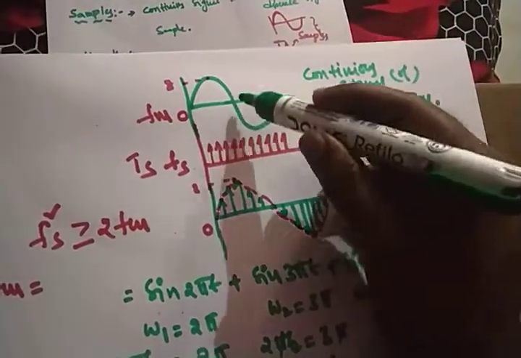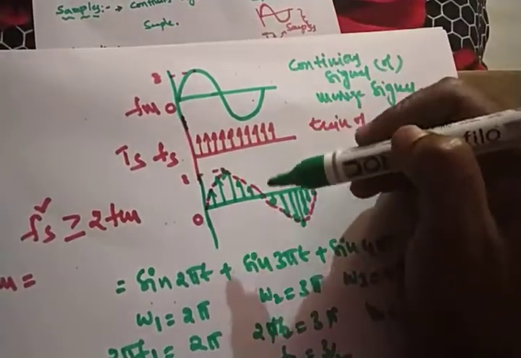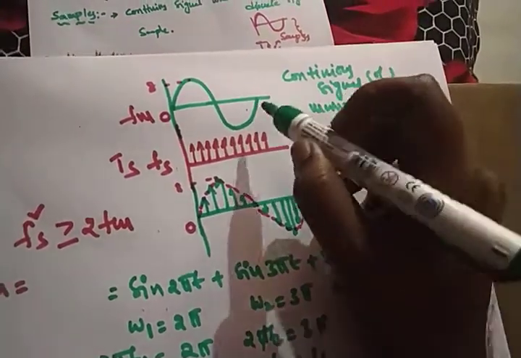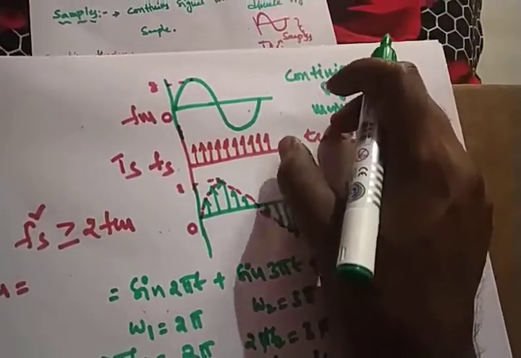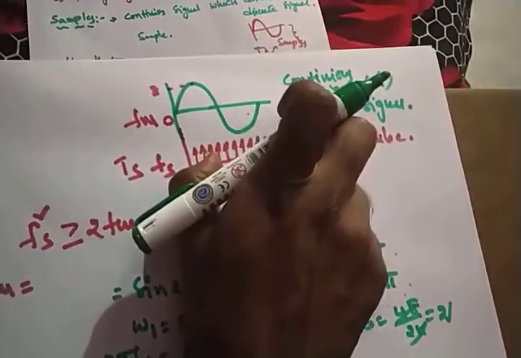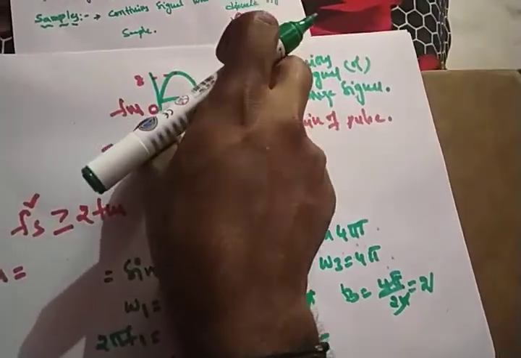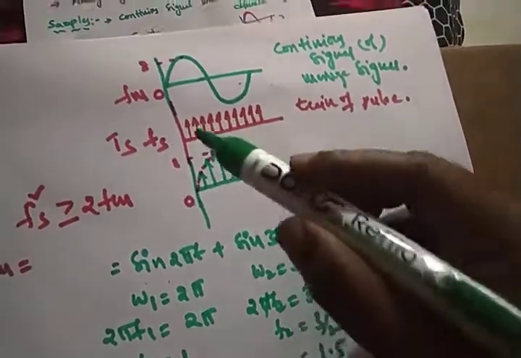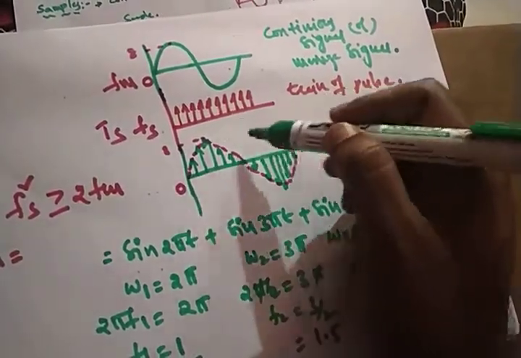This is my continuous signal. If you want to generate your samples, we have a train of pulses. You have to assume a train of pulses. You need to multiply with this train of pulses, that means superimpose the train of pulses on the continuous signal, and only then will you get your sampled signal. Right? Drawing the outer sketch, along the outer lines you will get your original continuous signal.